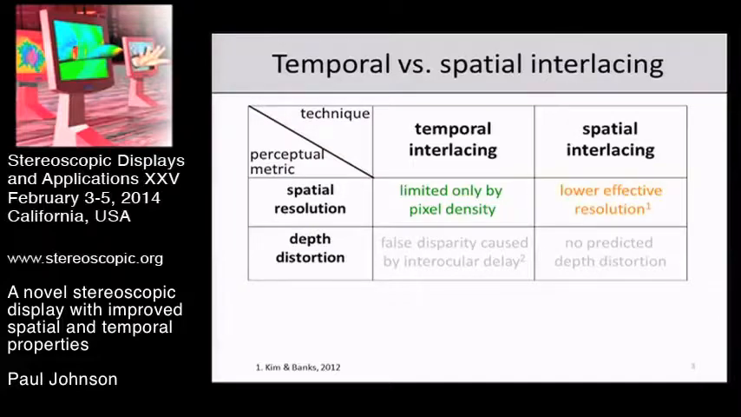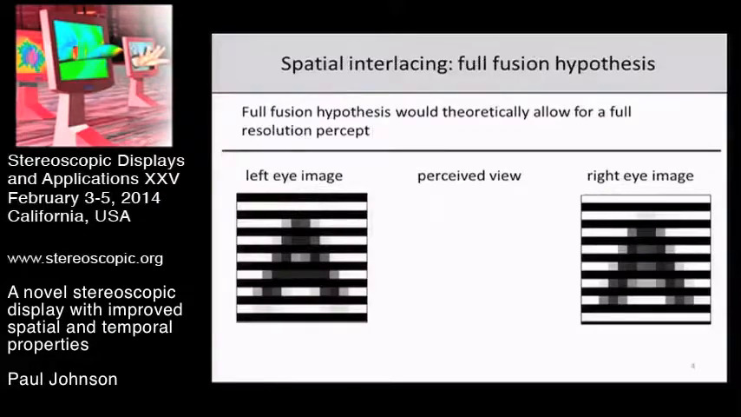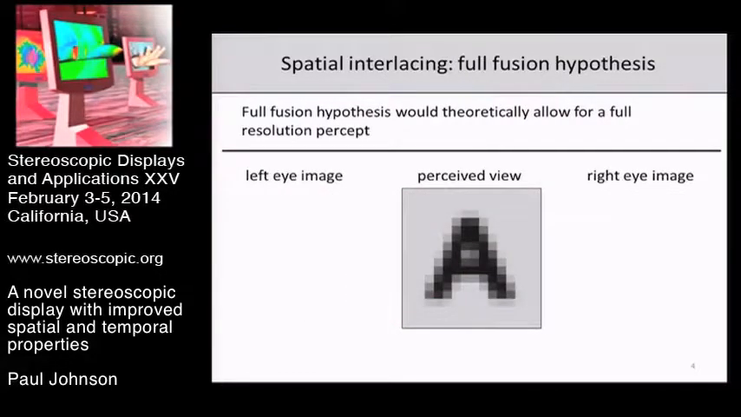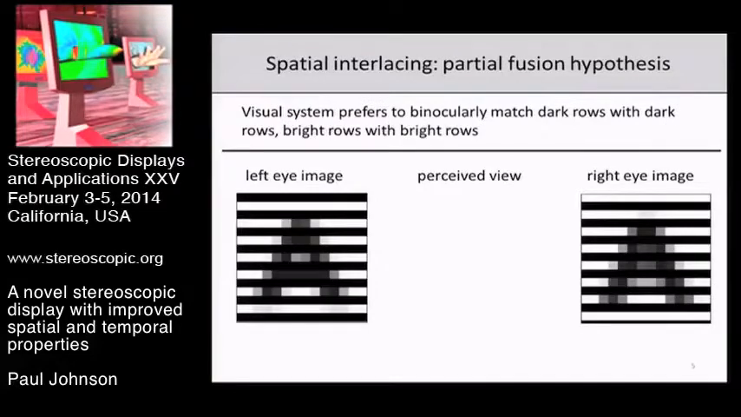Whereas with spatial interlacing, we found that there is effectively a lower resolution image because you're presenting only a half resolution image to each eye. And let's look at this a little further because it might not be totally obvious why that is the case. If you buy a spatially interlaced TV, there's one train of thought that says if you're presenting a half resolution image to one eye and essentially the other half of the image to the other eye, then potentially you could combine the two images and get a full resolution percept. That's sort of the full fusion hypothesis here, and theoretically you could end up with a full resolution spatially interlaced display. But the reality is that that's not really what happens most likely.